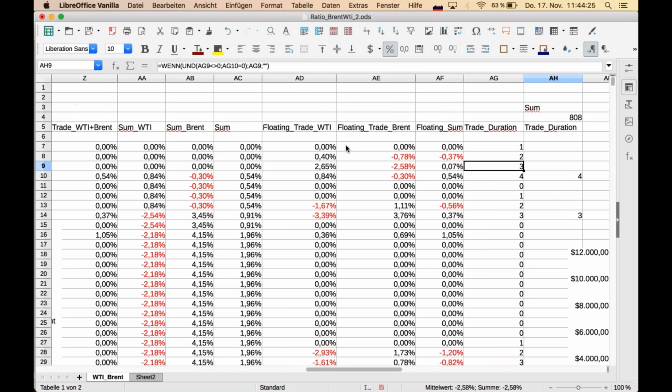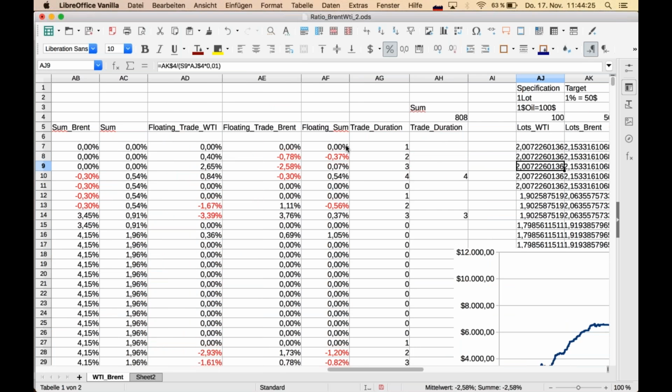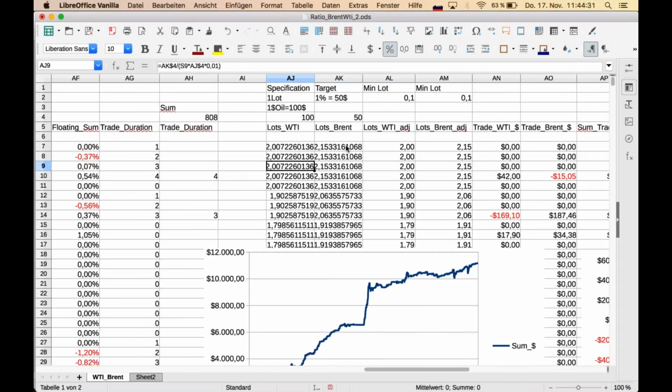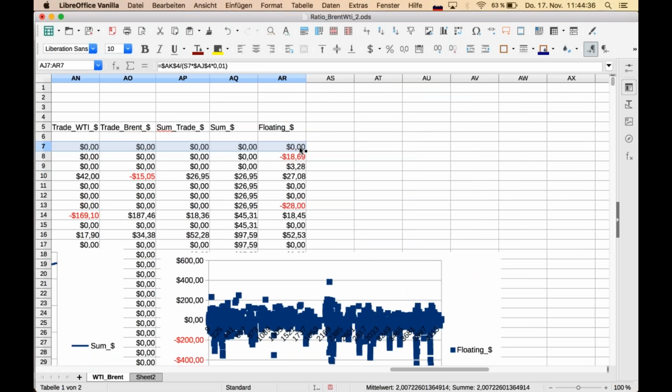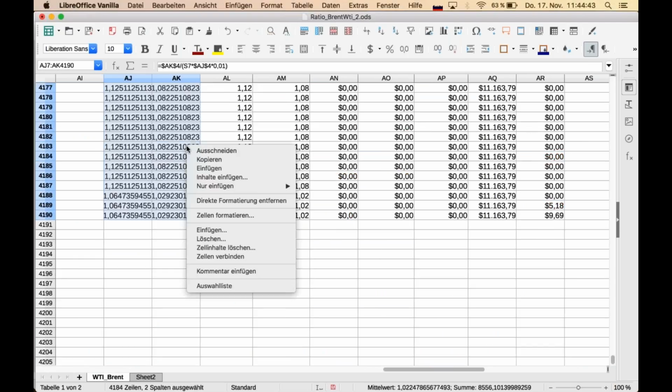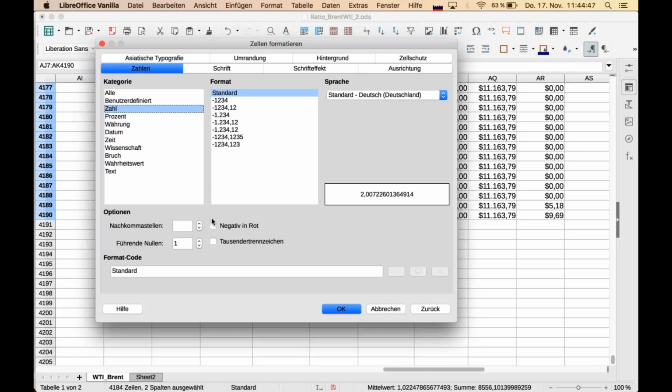So let's go here. I have marked everything which is necessary here as well. Oh, sorry for that, those numbers look a little bit strange. I will give them a format first, and then we can show how I have done all the calculations.